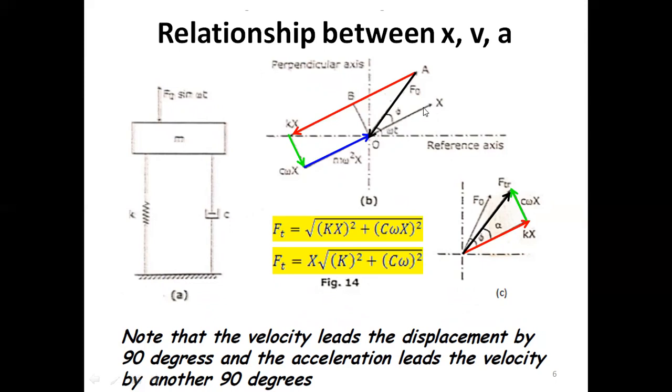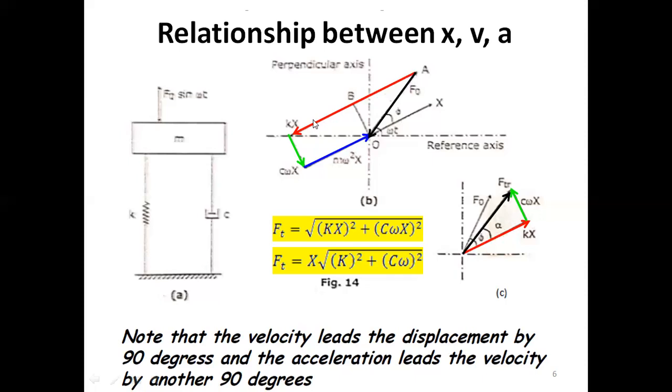Let's say this is the displacement vector, capital X, and we know that the spring force is actually opposite to the displacement. The magnitude of the spring force is K times capital X. K is the stiffness of the spring and capital X is the amplitude of the displacement. So this is the maximum spring force, which is K times capital X, and it is opposite to displacement.